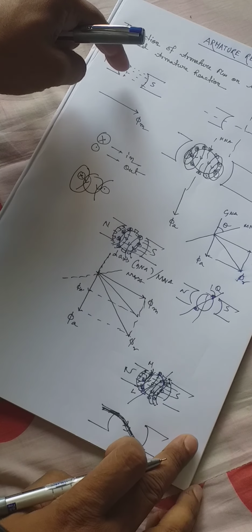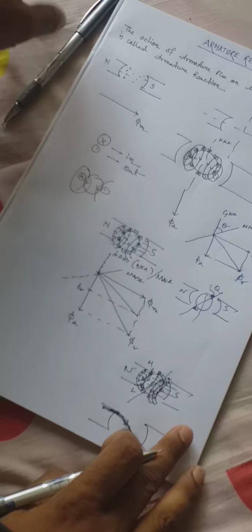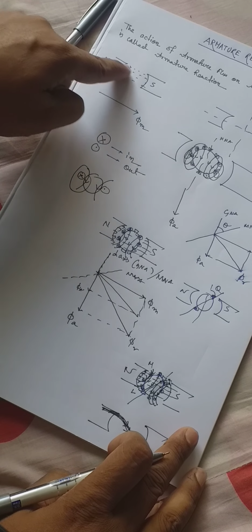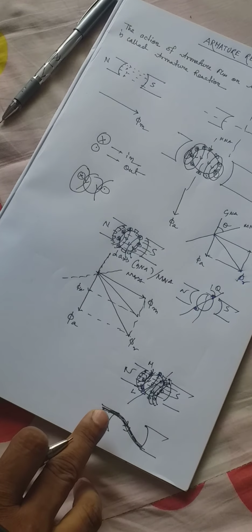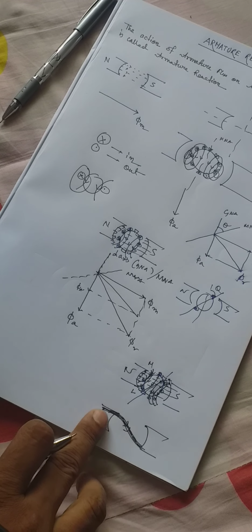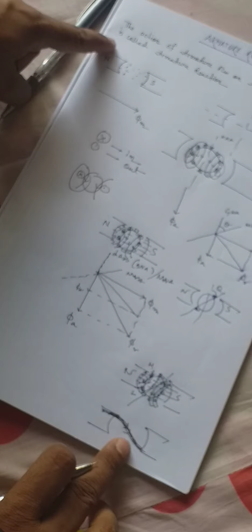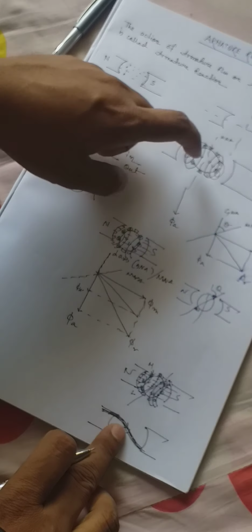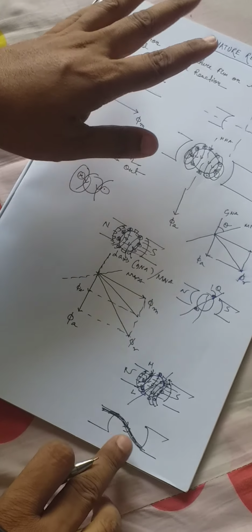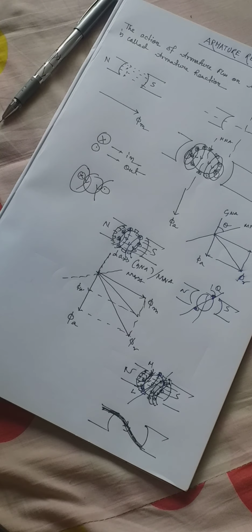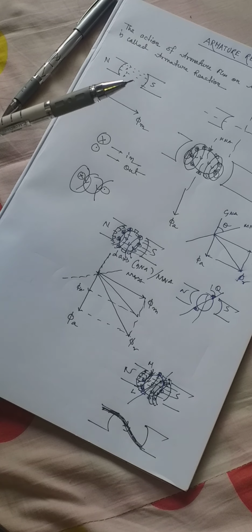When there is no armature flux, the direction of field flux is this way, and when there is armature flux, the direction of field flux is this way. So armature flux distorts the main flux. Armature flux distorting the main flux is called armature reaction. And due to armature reaction, there are two types of phenomena: one is demagnetizing, another is cross magnetizing.